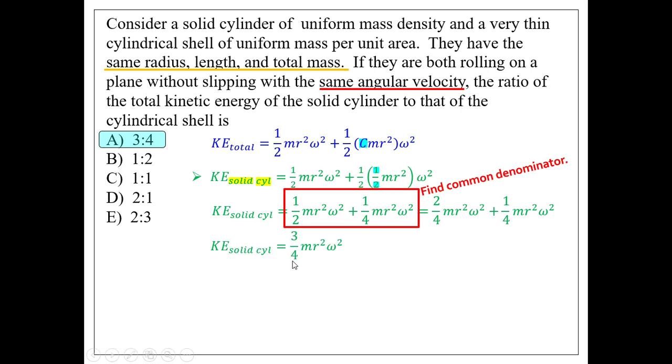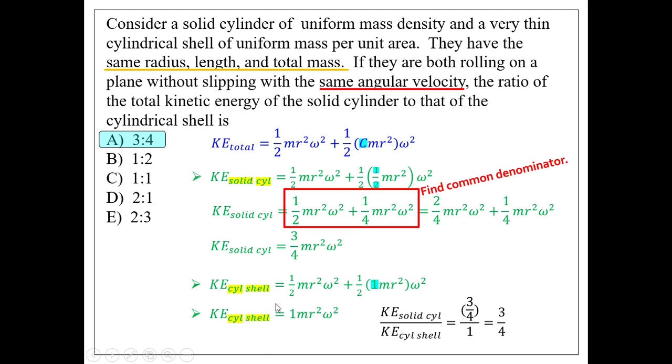So here's 3/4. And then I'm just going to do the same for the cylindrical shell, but the coefficient once again for the cylindrical shell is just 1. So if you clean this up, this is a half, and this is a half times 1, which is just a half. Well, a half plus a half is just 1. So I wrote that 1 there just for visual effect. Otherwise, you can leave it out if you like. It's just mr squared omega squared. But when there's no number in front of a term, it's just assumed to be a 1. Multiplying by 1 doesn't change the outcome of the term. All right. So as you can see here, these are the two things I need, 3/4 and the 1.